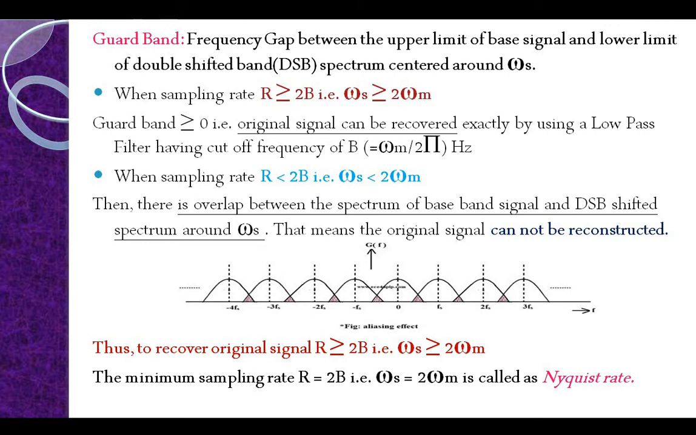If your sampling rate is less than 2B, then what happens? You will have overlap between your signals and you will get distortions, and your original message signal cannot be reconstructed. And the third condition is R equals 2B.